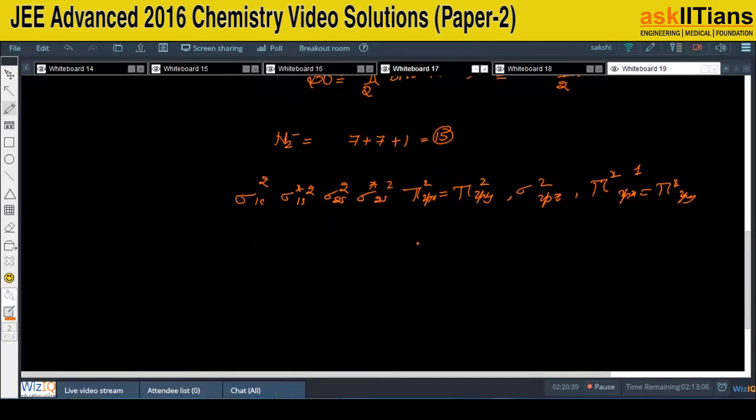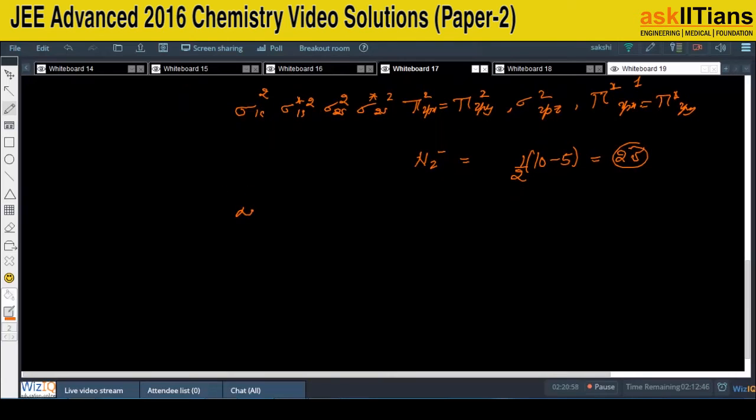And if I ask you to calculate the bond order again, this was for N2 minus itself. The bond order will be half into, calculate the two terms, 10 minus 5, again the bond order comes out to be 2.5, and hence you can say option number C is also the correct option for this particular question.